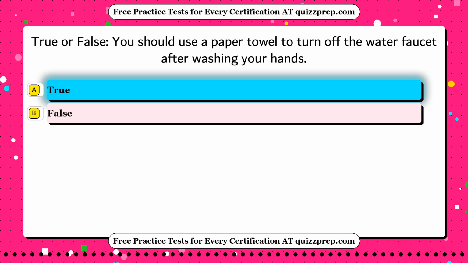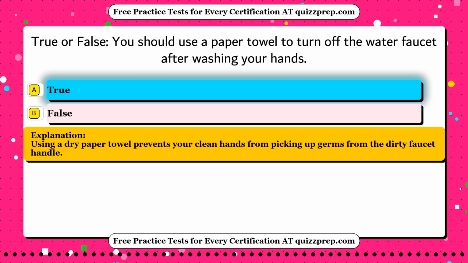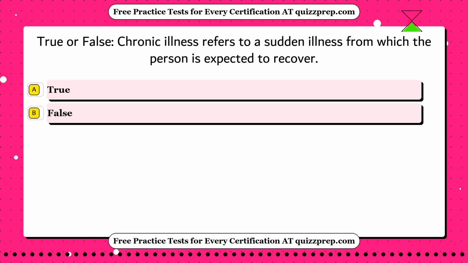The correct answer is option A, true. Using a dry paper towel prevents your clean hands from picking up germs from the dirty faucet handle. Question 67. True or false, chronic illness refers to a sudden illness from which the person is expected to recover. Option A, true. Option B, false.